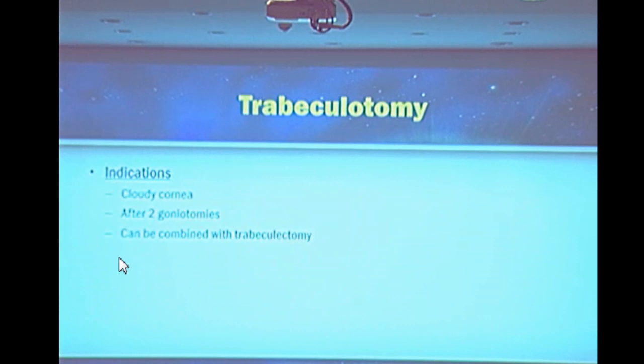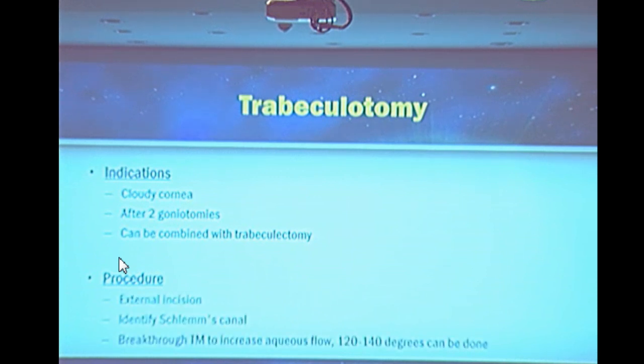Trabeculotomy, again, is a good option, and we did a lot of trabeculotomies in the past. This is utilized when you have a cloudy cornea. After the goniotomy, in North America, it can be combined with trabeculectomy, which is nowadays almost always done: if you're going to do trabeculotomy, you combine it with trabeculectomy. You do an external excision, identify the Schlemm's canal, although it is difficult, and you incise about 120 to 140 degrees.